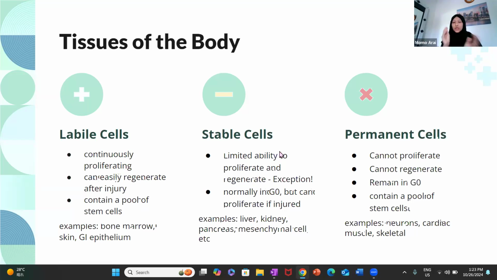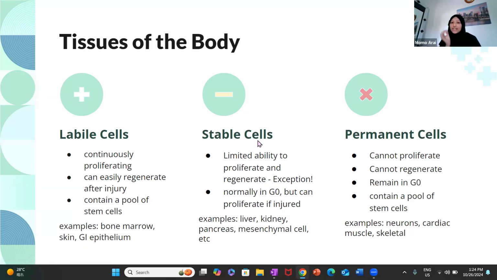Stable cells are between labile and permanent. Stable cells can divide, but only if there's a trigger for it. Labile cells, I forgot to mention, the word continuously is important. Why is that? Because even in normal circumstances, your skin will regenerate, right? Every month or every 2 months, there will be new skin replacing your old one. Even bone marrow, like I said, hematopoietic stem cells, and your GI tract is doing the same thing as your skin. So these are continuously dividing.